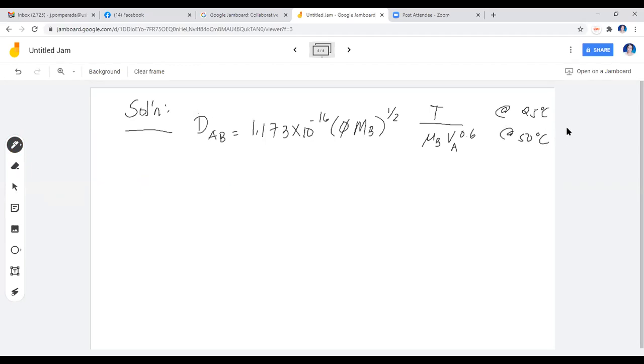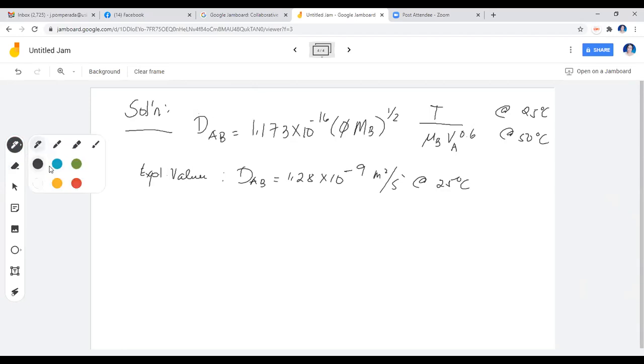The experimental value that is given, so I'll write it here, and we'll compare that experimental value to the actual that we are solving. It's 1.28 times 10 raised to negative 9 meters squared per second, and this is at 25 degrees Celsius. Now we will determine what we have in the formula already or what we still need to determine.